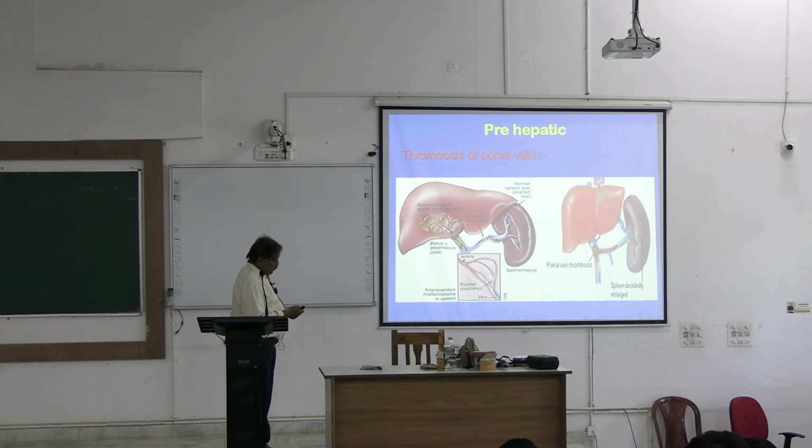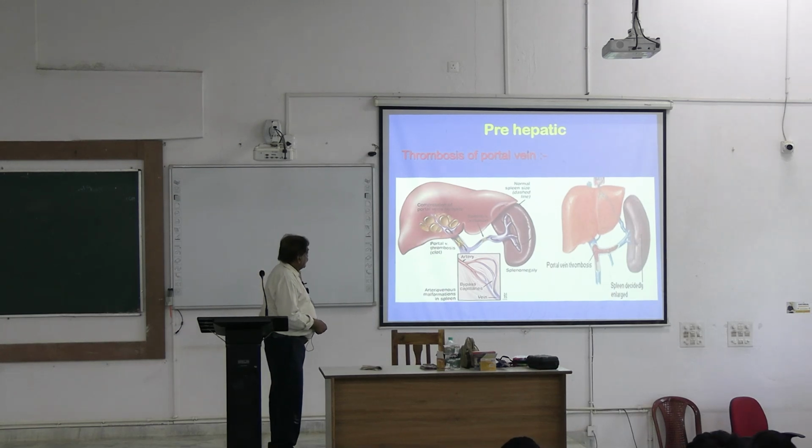Now, prehepatic: thrombosis of the vein, compression of the portal vein by cysts, portal vein thrombosis, clot. See, arteriovenous malformation in the spleen, where the artery bypasses the capillaries to the vein. Now, this is splenomegaly. Normal spleen size is dashed. This is the normal size.